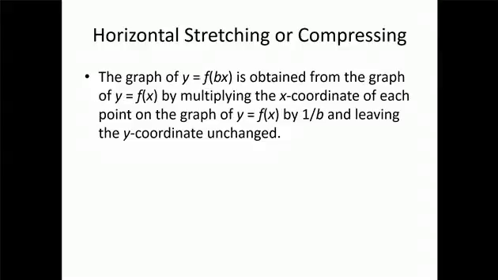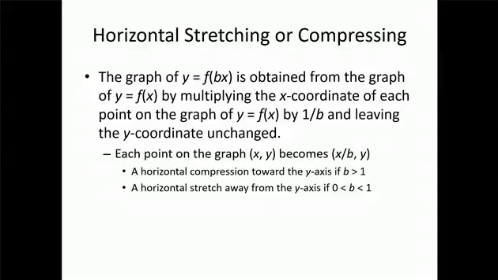Now, just like with our horizontal shifts where the direction was the opposite of what we would think, we'll have the same thing for our horizontal stretching or compressing. So instead of multiplying every x coordinate by b, we'll multiply by 1 over b and leave the y coordinate unchanged. What this means is that we'll have a compression if b is greater than 1, because if b is greater than 1, then 1 over b is less than 1, and a horizontal stretch if b is between 0 and 1, because if b is between 0 and 1, then 1 over b will be greater than 1.